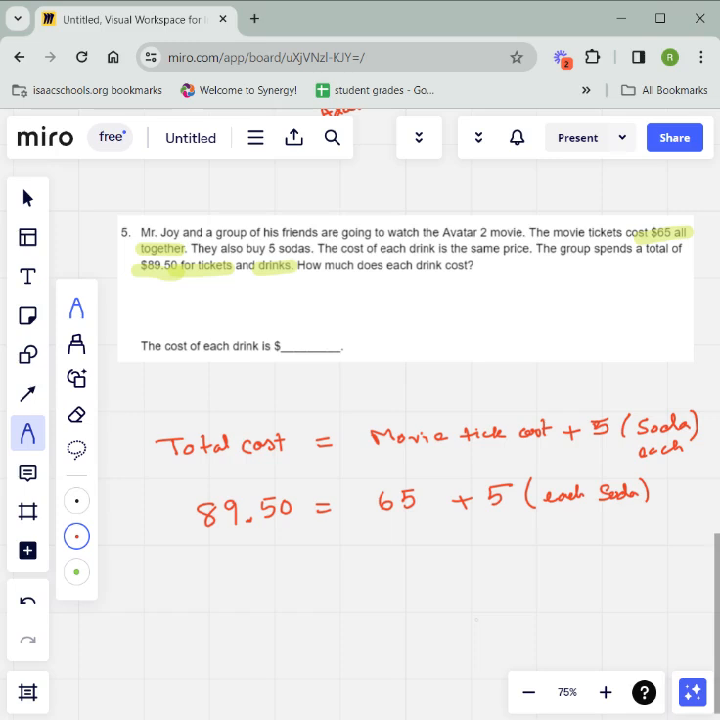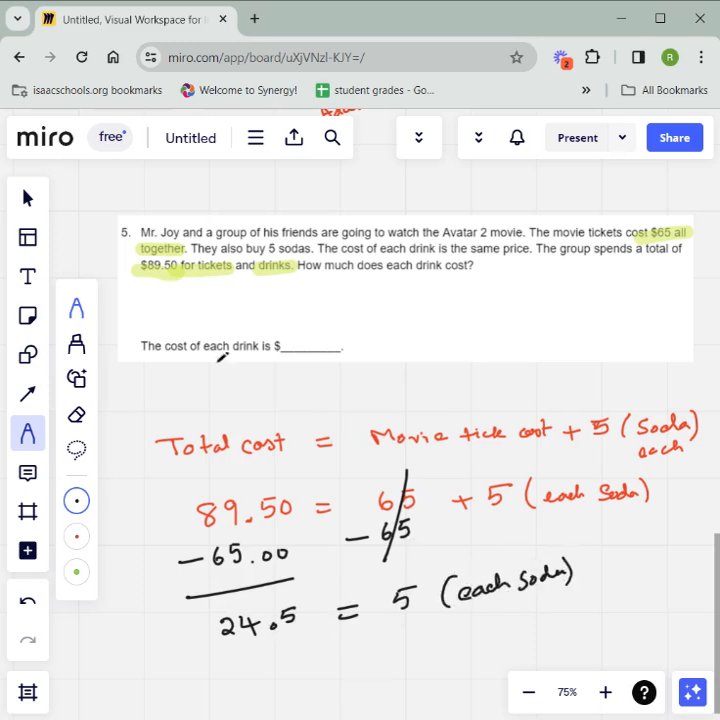Or a simple way, remember the equations we did. So if I say 65 here and then 89.50 here, we can subtract 65 from 89.50. What we can do, we can take away, subtract here, cross out positive and negative, and then also I can subtract 65. Please make sure you do align them, because otherwise you're gonna get a mistake. So how much I have left here is $24.50, which is 5 times each soda.